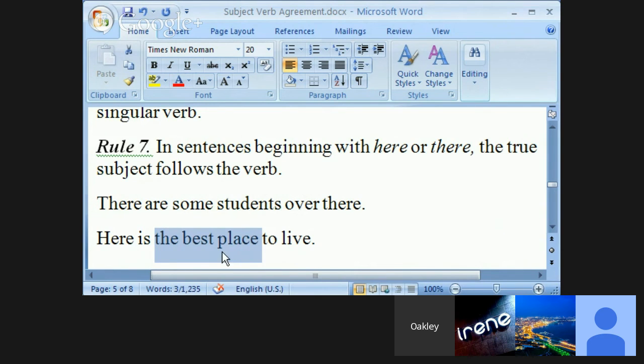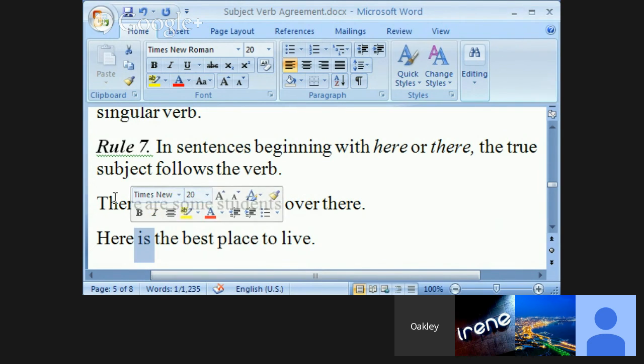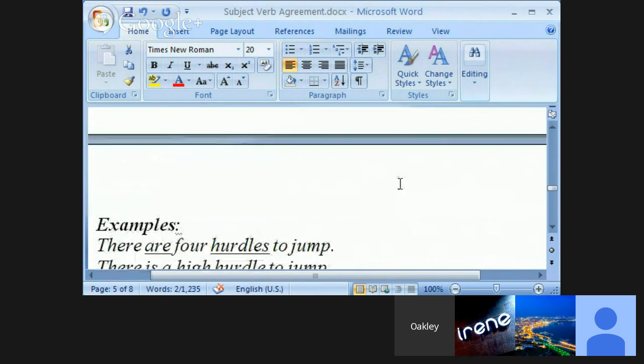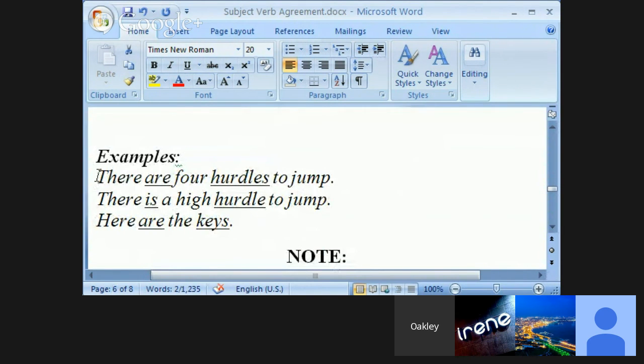All right, so the subject is coming after the verb with here and there sentences. Pretty simple. Just got to realize, as always, all of these rules are all about understanding where your subject is actually coming. All of these rules boil down to understanding which word, singular or plural, is in fact the subject. Okay, there are 4 hurdles to jump. There is a high hurdle to jump. Here are the keys.